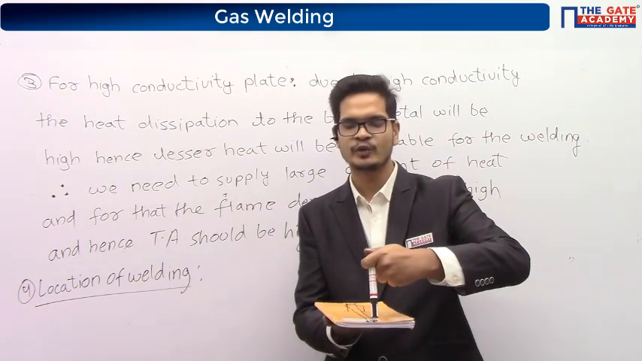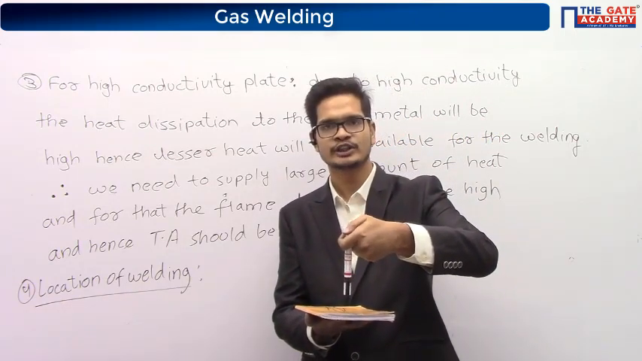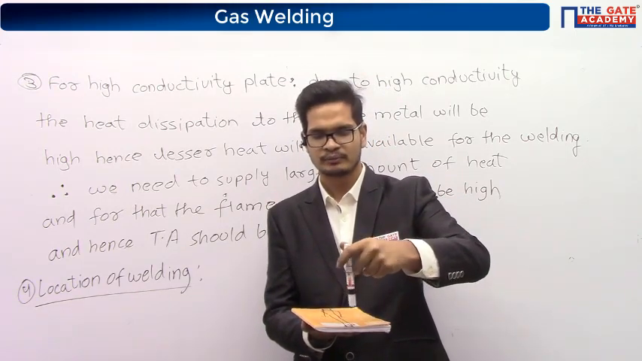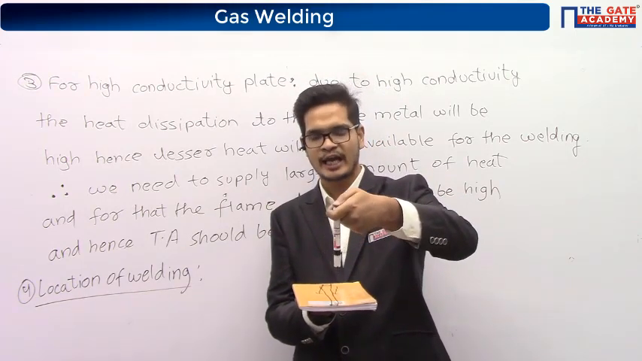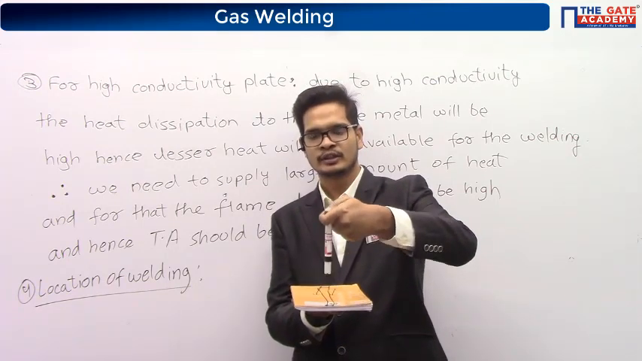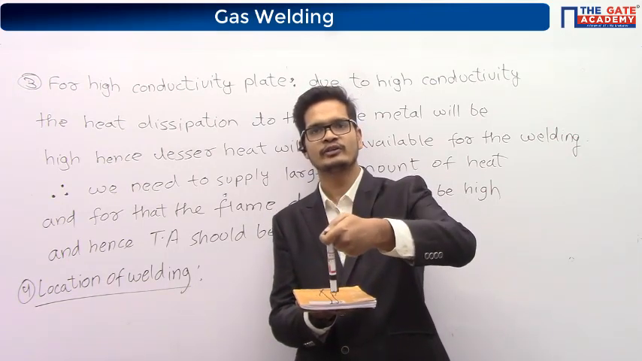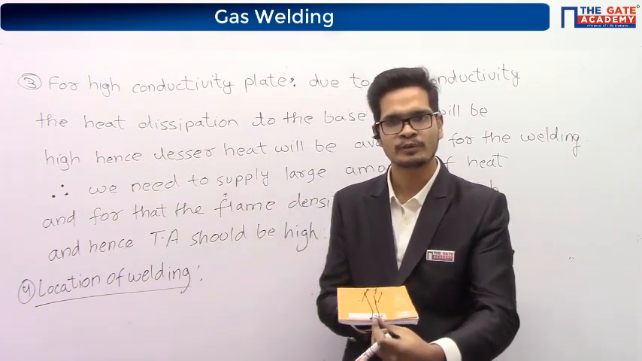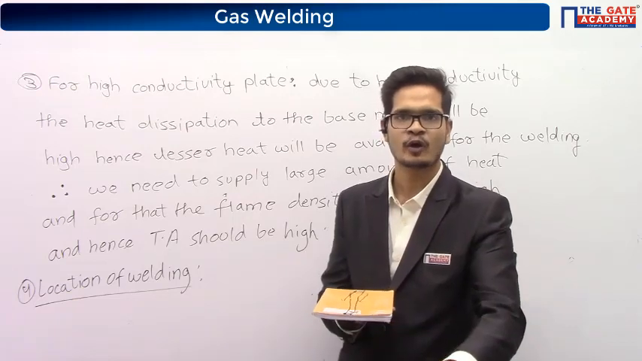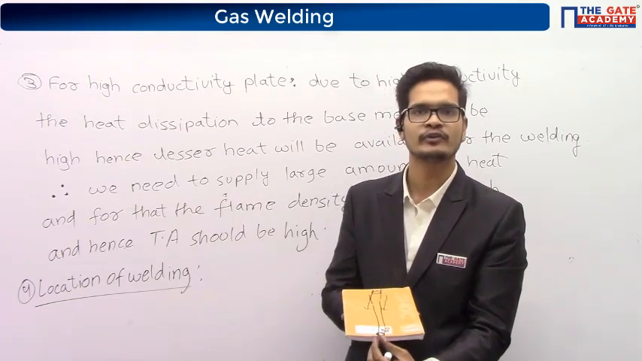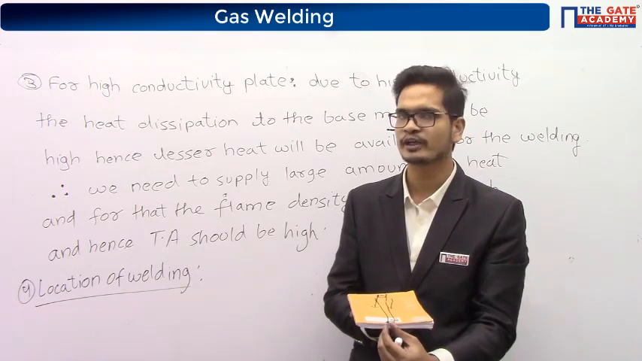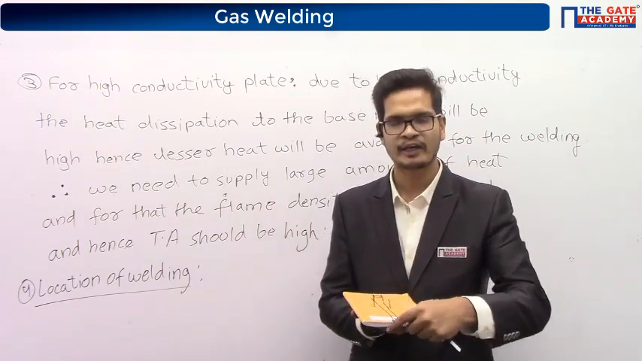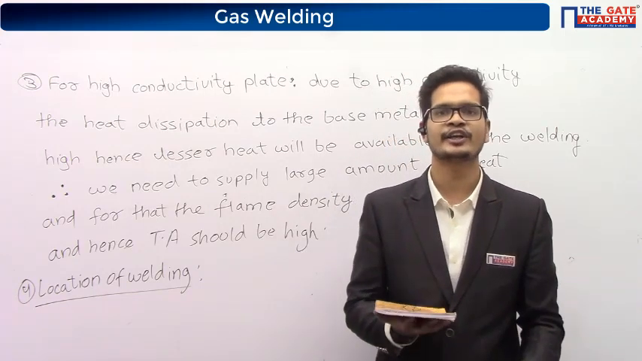Now, here if we are using a high torch angle, what will happen? Because the torch angle is high, the flame is directly perpendicular, so the force of the flame will be high. Because of the force of the flame, whatever molten metal has formed will flow out, and no molten metal will be available for the welding, leaving behind a cavity. This cavity is called the crater defect.